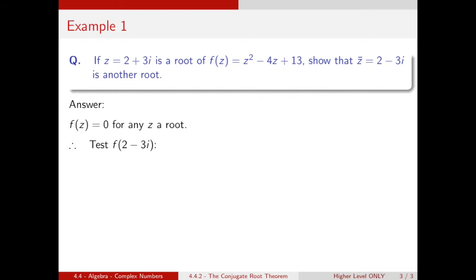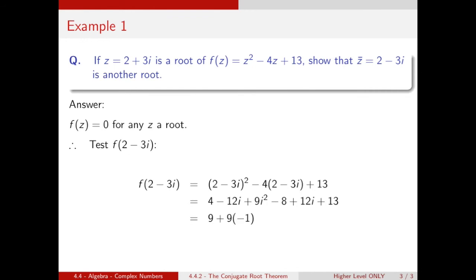So all we're going to do is replace z with 2 minus 3i in our equation. So f of 2 minus 3i becomes, instead of z squared, 2 minus 3i all squared, instead of 4z, minus 4 times 2 minus 3i, and plus 13. Let's tidy that up. 2 minus 3i all squared becomes 4 minus 12i plus 9i squared. Minus 4 times 2 minus 3i becomes minus 8 plus 12i, and then plus 13 at the end.